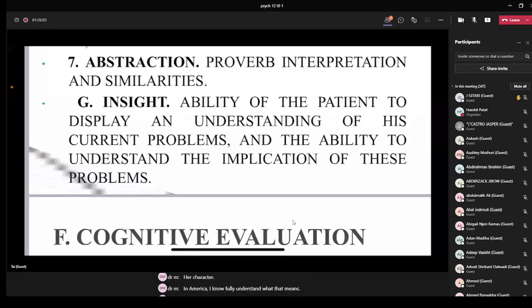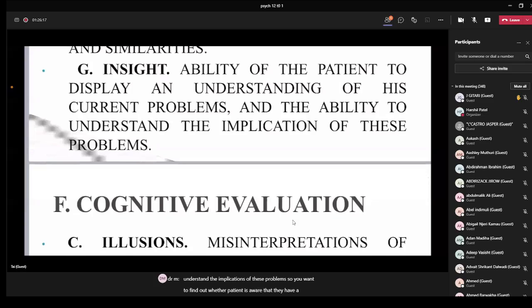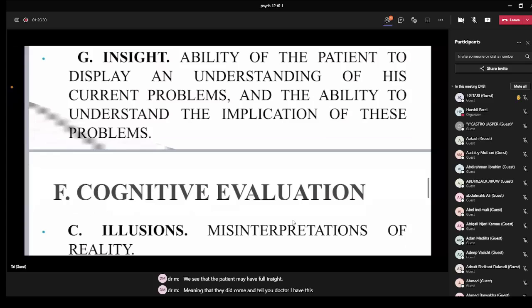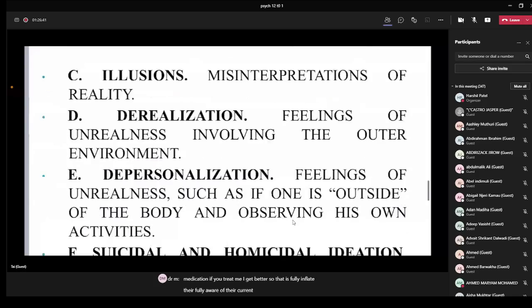Insight is the ability of the patient to display an understanding of their current problems and the ability to understand the implications of these problems. So you want to find out whether the patient is aware that they have a problem, they have a disorder, they have some problems that are bothering them. We say that the patient may have full insight, meaning that they're able to come and tell you, doctor, I have this problem. I know it's a problem. And I know through medication, if you treat me, I'll get better. So that is full insight. They're fully aware of their current condition.